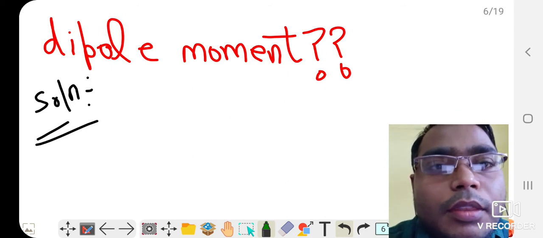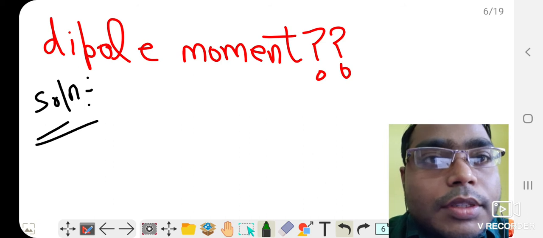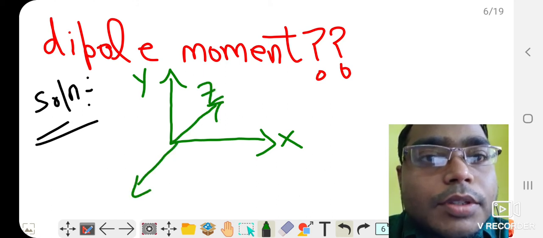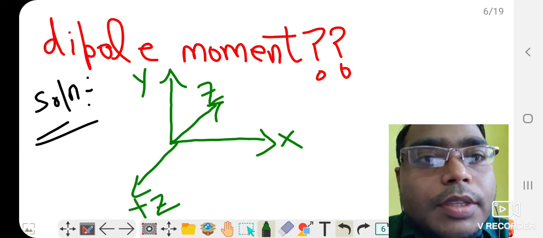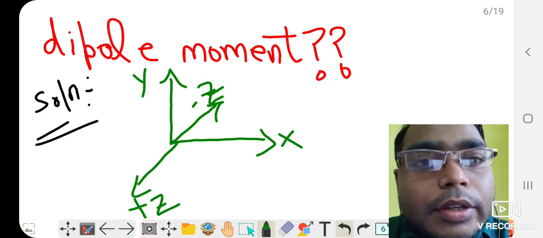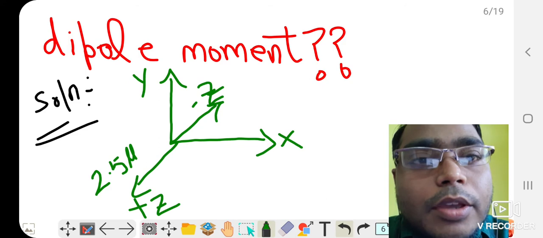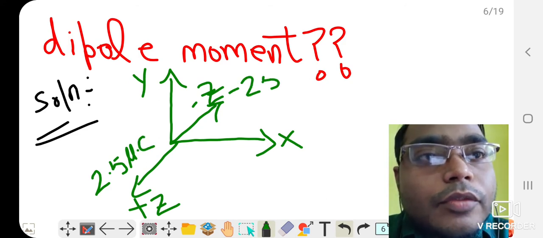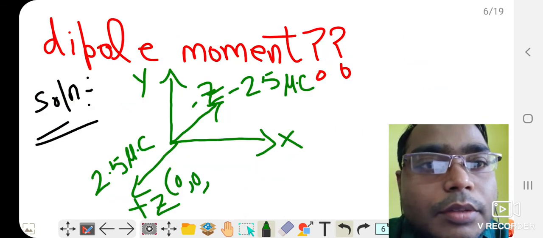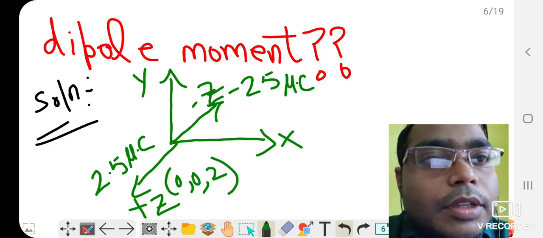dipole moment. So if we draw the diagram, you can see that this is our x direction, this one is our y direction, and this is the negative z axis, and this one is the positive z axis, right? So this is plus z and this one is minus z. In this question it is given that there are two charges, one is 2.5 microcoulomb and the second one is minus 2.5 microcoulomb, and the distances are given. The coordinates are 0, 0, 2 centimeter, right? So this is 2, and here it is given the coordinates 0, 0, minus 2.